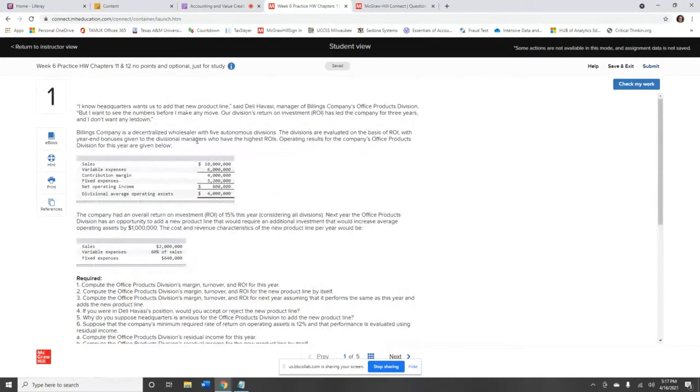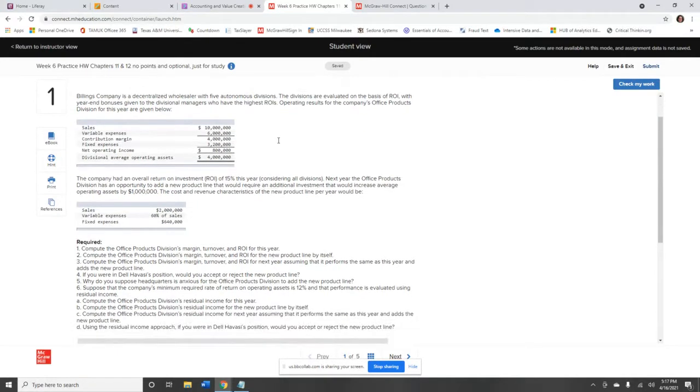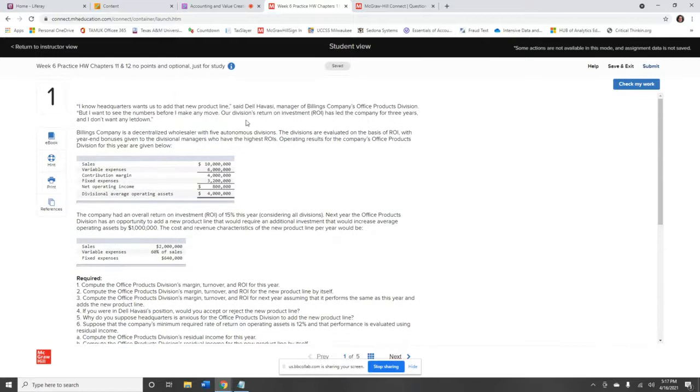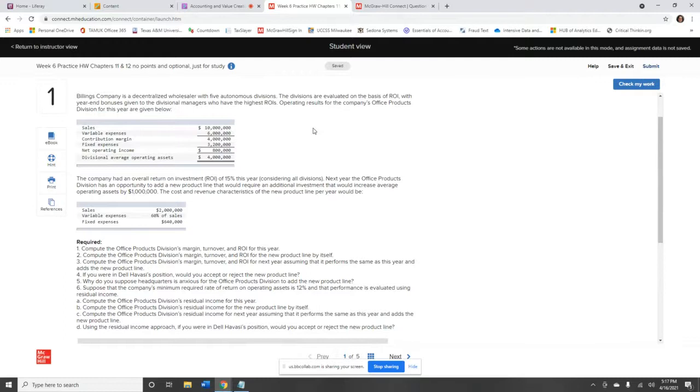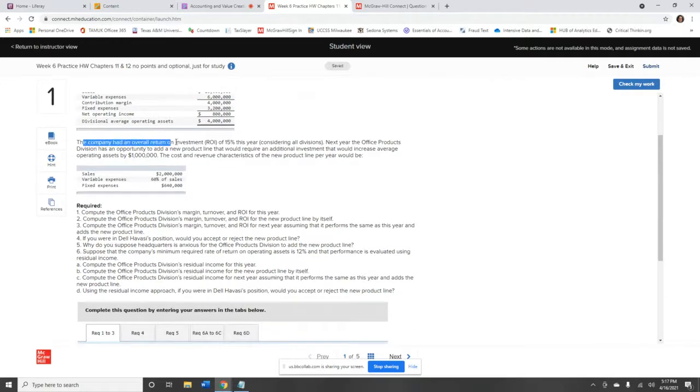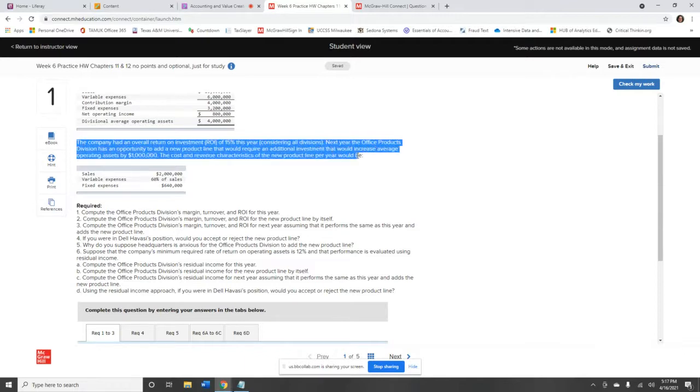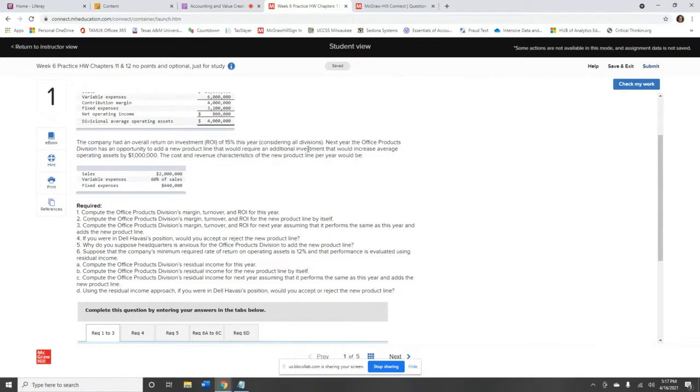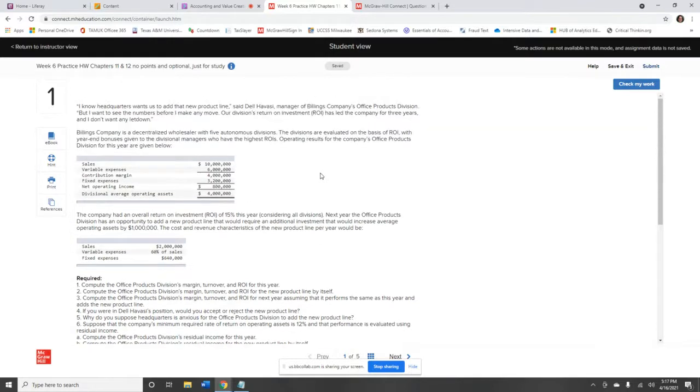So this guy, Dell, who's the manager, he gets a bonus based on highest ROI, right? So he wants to know, what is the ROI on this new thing? He doesn't want it impacting his ROI, in other words. The company itself has an overall ROI of 15% across all the divisions. So would the company want to do this? Would the department want to do it? That's what we're going to figure out.